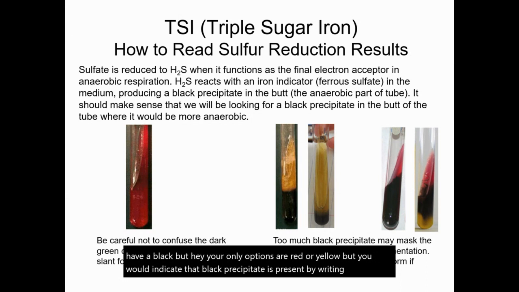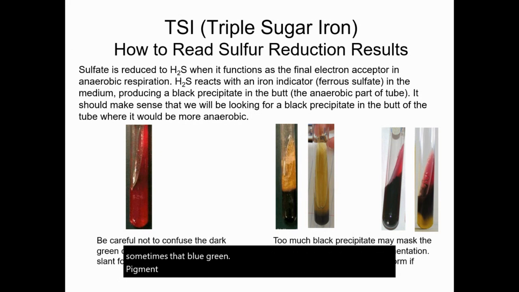Now keep in mind, Pseudomonas aeruginosa produces pyocyanin, which is what makes the blue-green pigment. And so sometimes that blue-green pigment will make the media appear red. But remember, a red slant and a red butt lets you know that no fermentation happened. So you're not seeing H2S, you're just seeing that colored pigment.